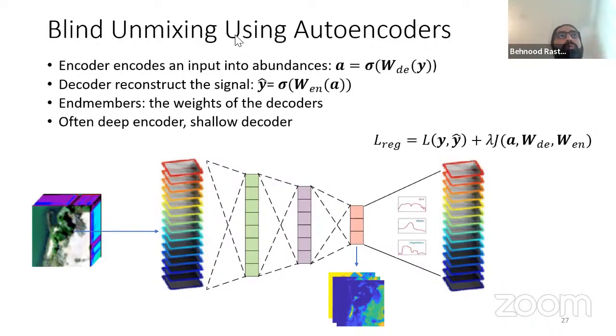So at least so far, you know this concept, or at least I assume that you know. You also learned about supervised unmixing, in which the endmembers are known. And we already started with blind unmixing, but now we move on to blind unmixing using autoencoders. And if you have any questions, do not hesitate.